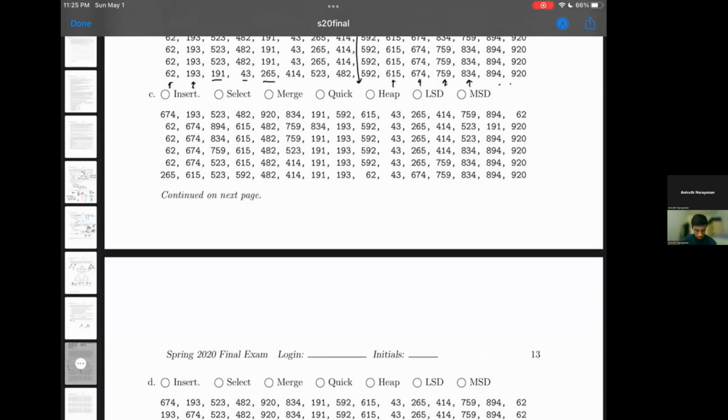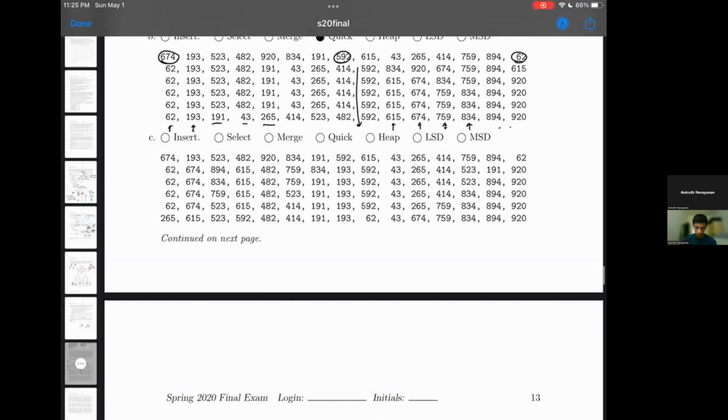Merge doesn't really make sense because if we have 62 at the front, the only way that I'm going to have the right half come all the way over to the front would be if the whole thing is sorted. But that would never happen in merge sort because 43 would be the one at the front. Quick sort doesn't really make sense because this 592 would not change its position. It turns out heap sort, right? Heap sort kind of makes sense. Heap sort might not make sense at first, right?